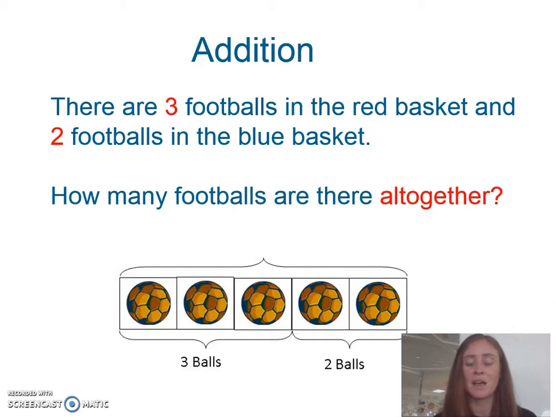So my first step, I have highlighted all the things that I think are important: 3, 2, and the word altogether. The word altogether, I know, means that we are going to add. At the bottom, I've created my bar model. I have labelled my 3 balls, and then I have added 2 more to my bar, all in a straight line. I know that we are adding, so my question is 3 add 2, giving me the answer 5. I can count the balls to make sure I am right.